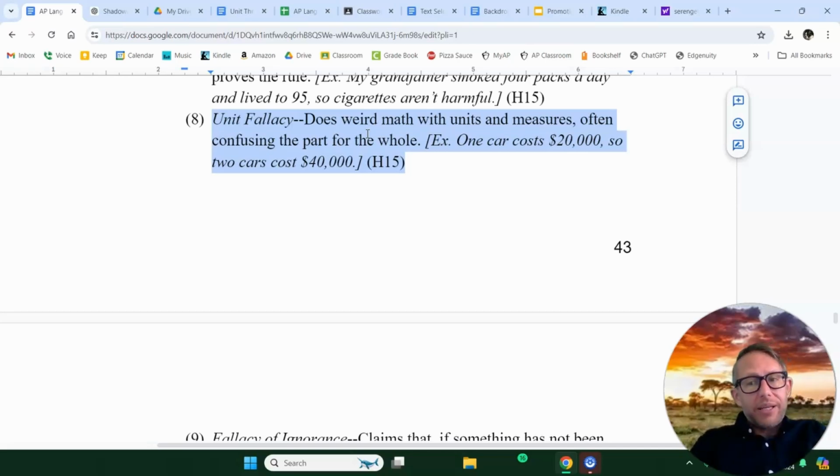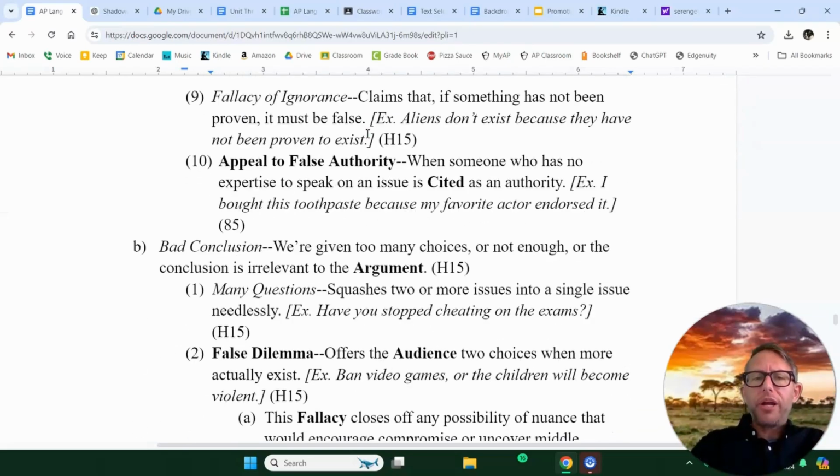Maybe, but not necessarily, because for one thing, it doesn't say that two of the same car are being purchased for $40,000. So it's highly possible that two cars is going to cost something very different. Also, you could say something along the lines of one apple costs $1, so 10 apples must cost $10. Well, that's not necessarily the case either. Apples are going to be different sizes. You might also get a deal where it's 10 apples for $5 or something like that. So you need to make sure that your units and your measures are all appropriate for the conclusion that you're drawing in that case, okay?